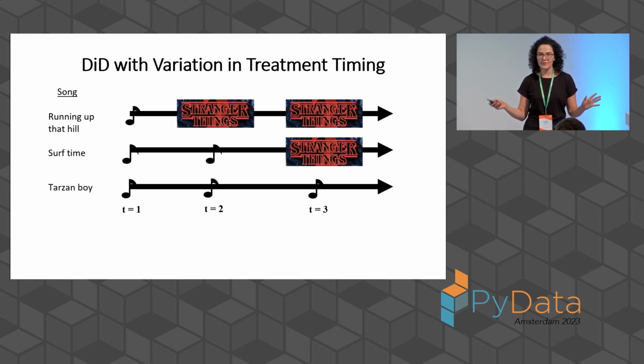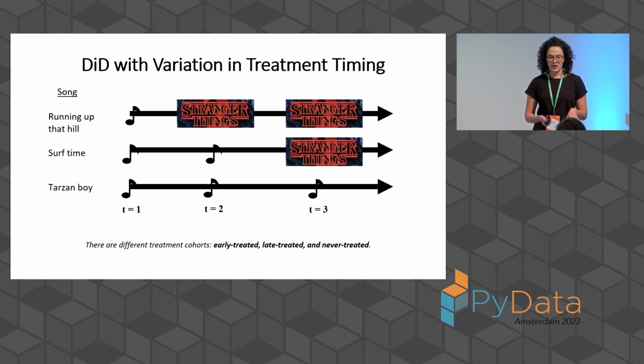So in this case, I have a simple case, 3 groups and 3 time periods. In the first case, what we have here is, again, the Running Up That Hill song, and it gets synced in the second period. So that's the early treated group. And Surf Time, as you can see, is the late treated group. Tarzan Boy is never treated.